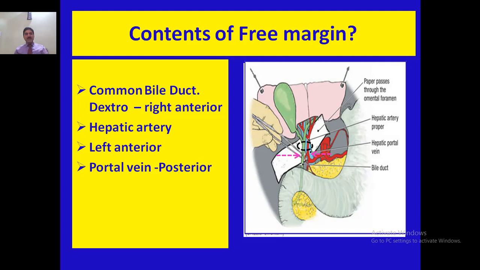So the arrangement of the structures in the free margin of the lesser omentum is: the common bile duct lies anteriorly and to the right. The hepatic artery lies anteriorly and to the left. The portal vein lies posteriorly. You can remember the arrangement of these structures. D for dextro means on the right side. The hepatic artery lies anteriorly but on the left side. And the portal vein, P stands for posterior, lies posteriorly.